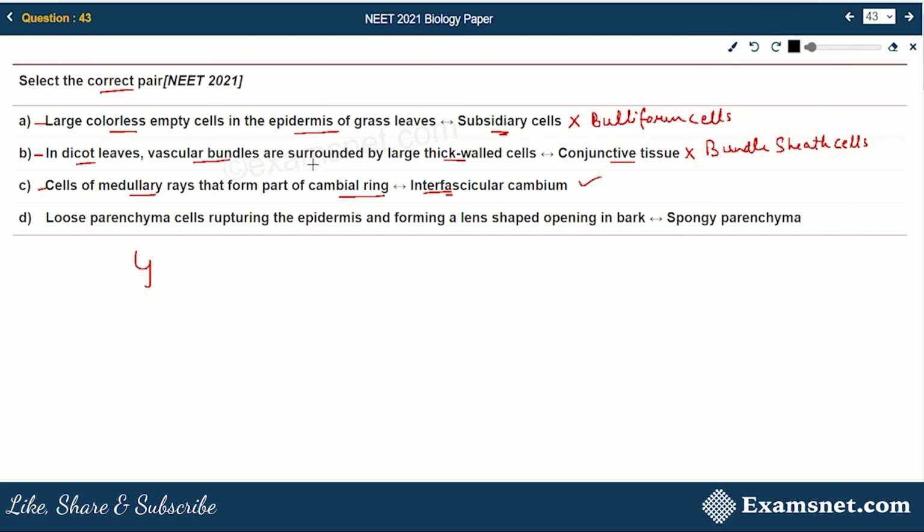We know that growth in case of plants is of two types. First one is primary growth, whereas the other type is secondary growth, right? What is primary growth?